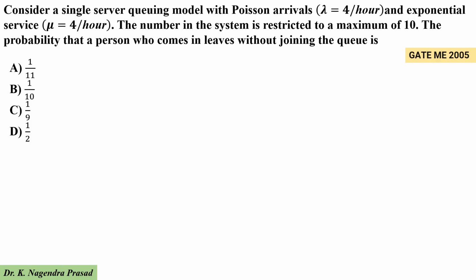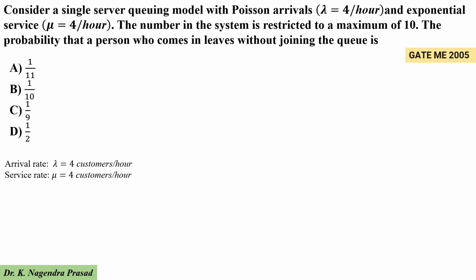Consider a single server queuing model with Poisson arrivals, lambda equal to 4 per hour, and exponential service, mu equal to 4 per hour. The number in the system is restricted to a maximum of 10. The probability that a person who comes in leaves without joining the queue is. So let's see the solution here.